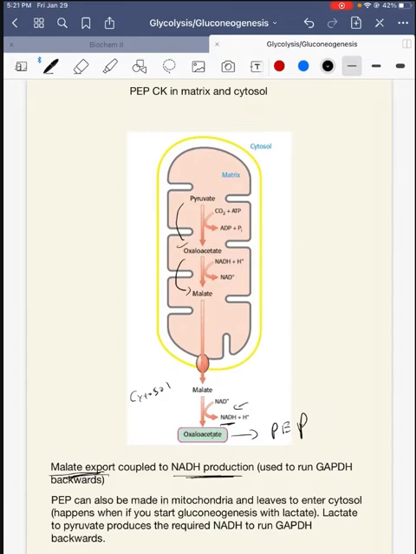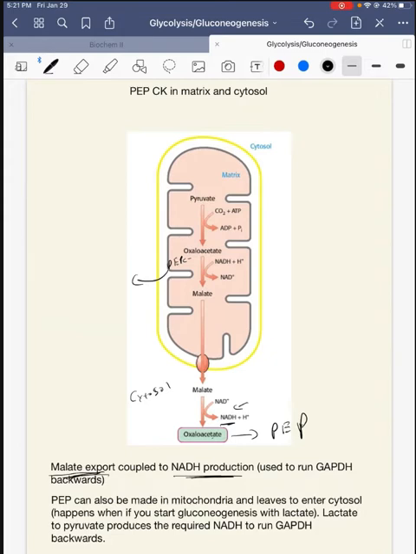However, oxaloacetate can be converted, I'm trying to find room here. So oxaloacetate can be converted into PEP in the mitochondria, and then PEP leaves. So depending on what you start with will help tell you whether you're running PEPCK in the mitochondria or in the cytoplasm. So if we export malate, that means we need NADH in the cytosol, and we'll run PEPCK in the cytosol.